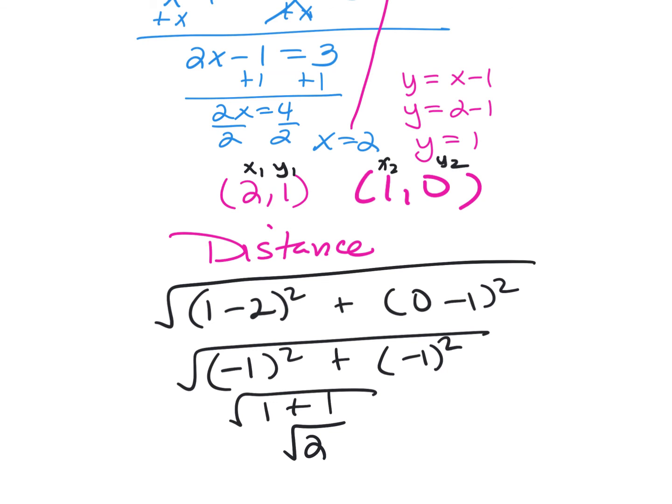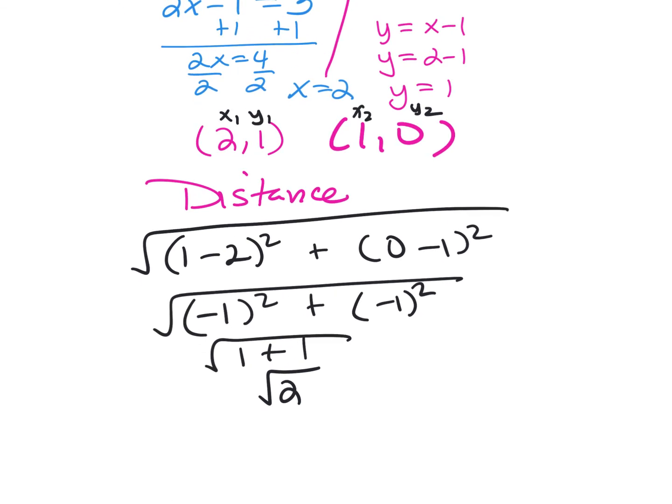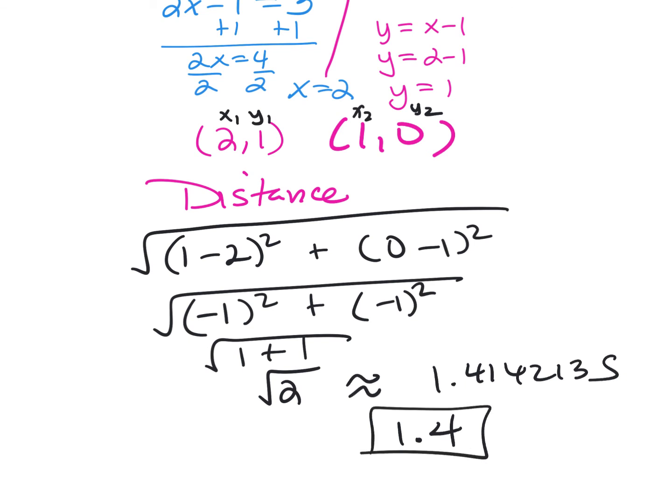If you get a question like this on big ideas, you're going to take out your calculator, find the square root of 2, and it actually gives you 1.4142135, rounded to the tenths place, 1.4. So if it says to round to the tenths place, this is what you're going to have to do.